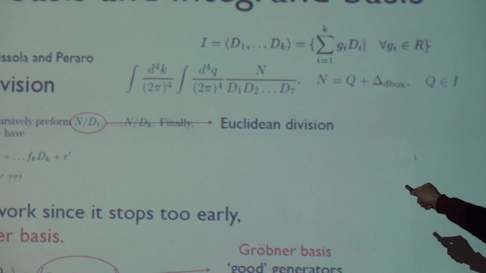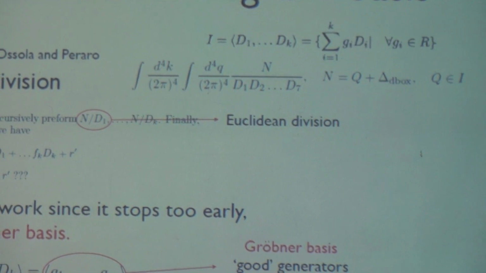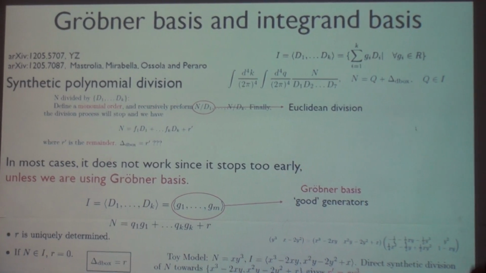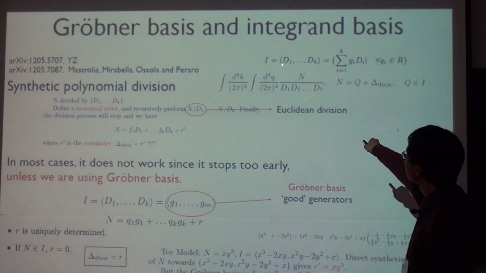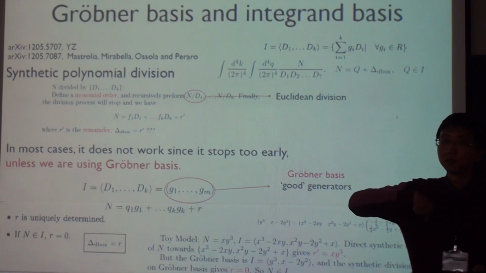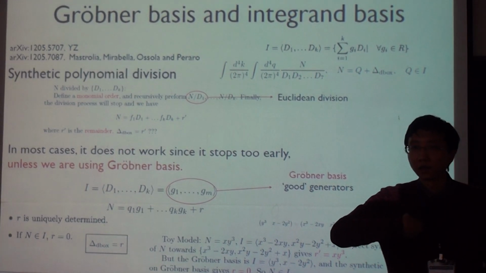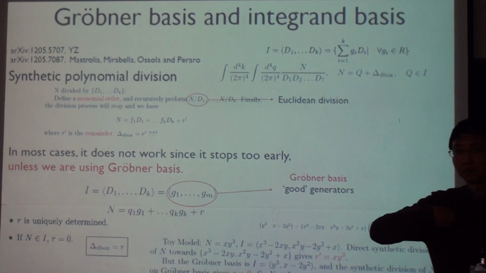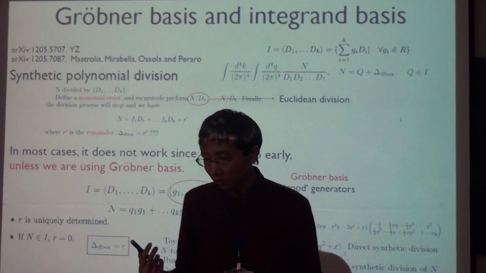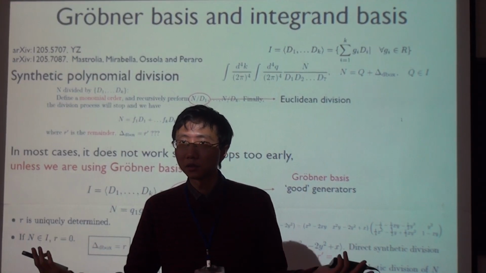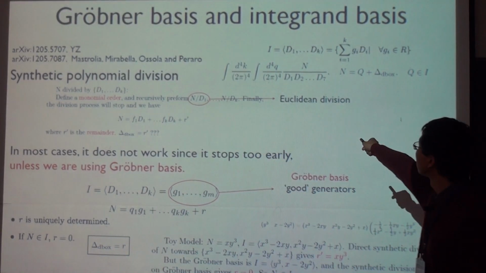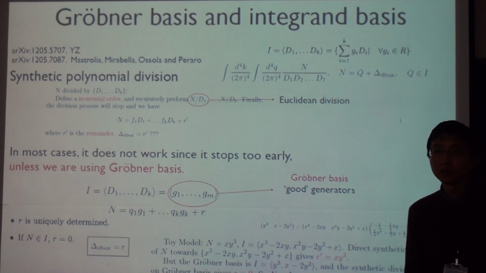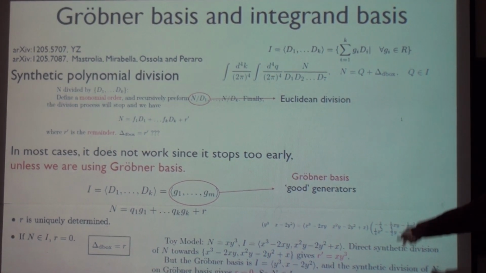And this OPP integrand reduction tells me that we separate this numerator into 2 parts. Some terms are proportional to one of the denominators. That just means this term is in this ideal. And the remainder term should be the integrand basis. Then the question is, how do you get this integrand basis mathematically? This ideal contains an infinite number of polynomials, so it's not so easy to get the separation just by hand.